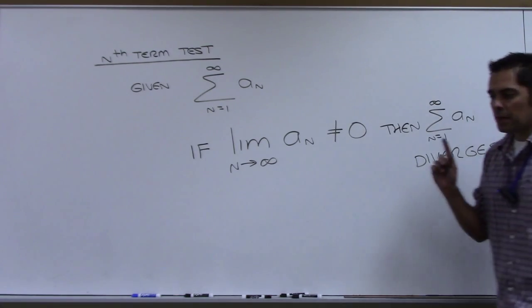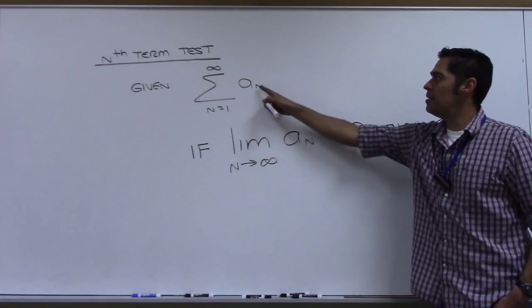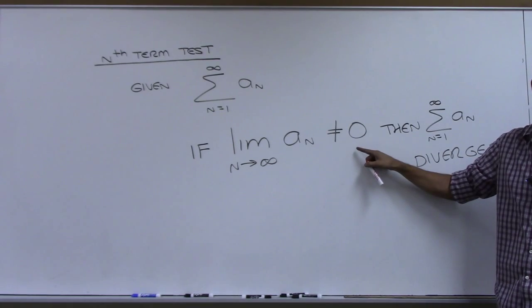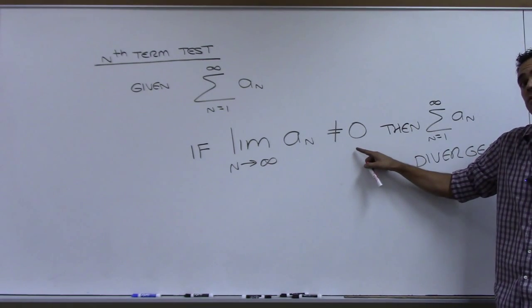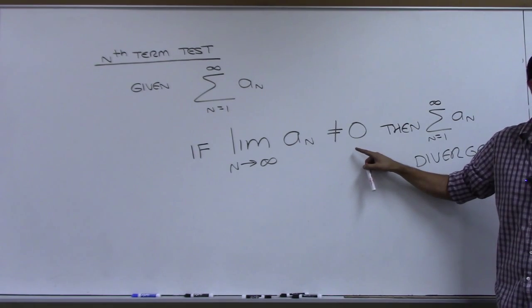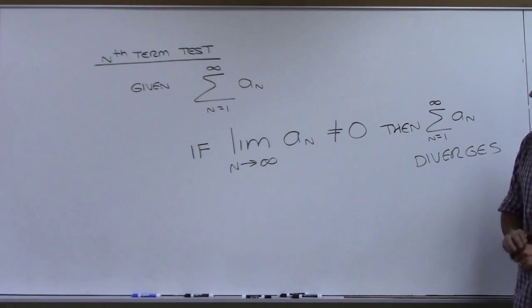The thing you have to be very careful with on this is what happens if you look at the inside and the inside does go to 0? What does that tell you? Convergence? It actually tells you nothing. And that's where people mess this nth term test up. Think about the logic of things.